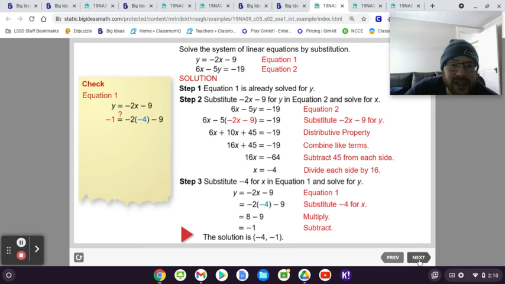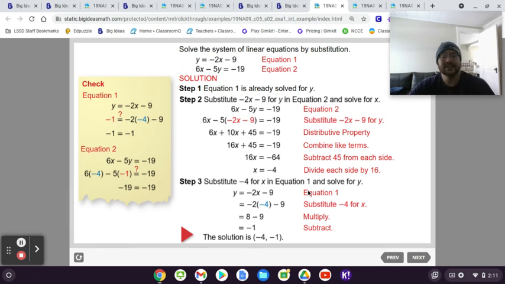And again, they're showing how to check it. Oh, here we go. Yeah, so you should check it by plugging it into the second equation and making sure it works. And it does. So that is the solution to that system of equations. No graphing required. You just substitute one equation into the other equation.